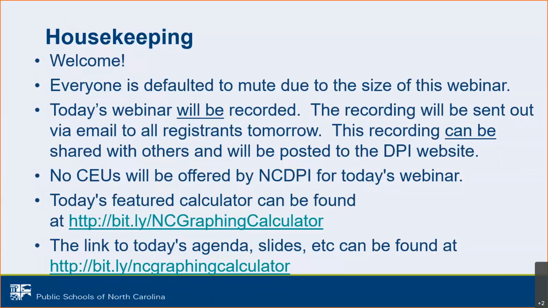Today's featured calculator is the calculator that we embed for grade 8 and then our NC Math 1 and NC Math 3 tests at the end of the year, and also our NC check-ins for some of those lower ones. And a bit.ly link to get you there is below: bit.ly/NC graphing calculator with the capital letters. That will give you a direct link to North Carolina's version of the graphing calculator by Desmos.